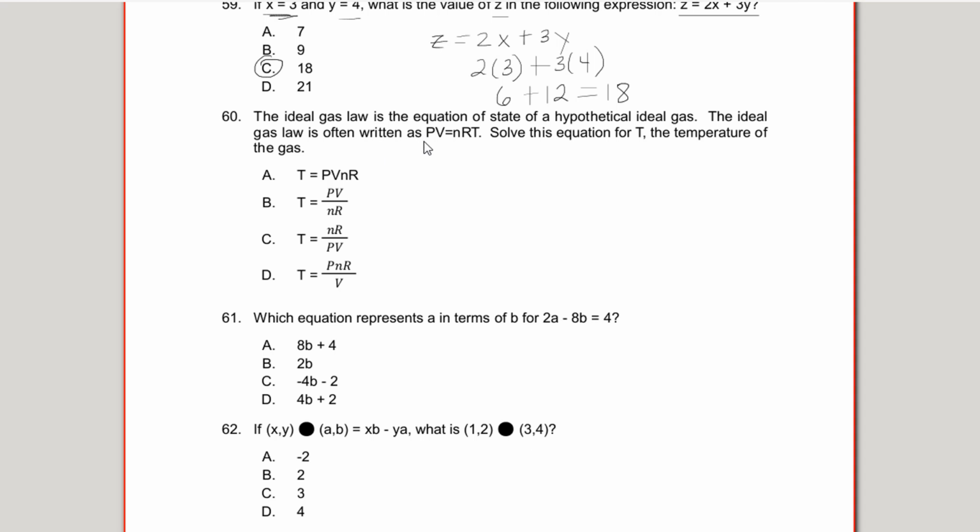It gives us this ideal gas law. Solve this equation for T. Okay, so there is what we're solving for. So we've got PV equals nRT. How do we get T by itself?